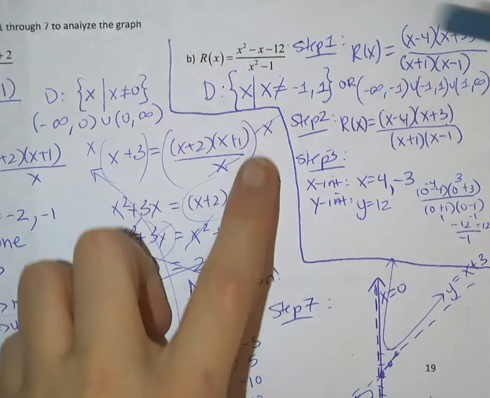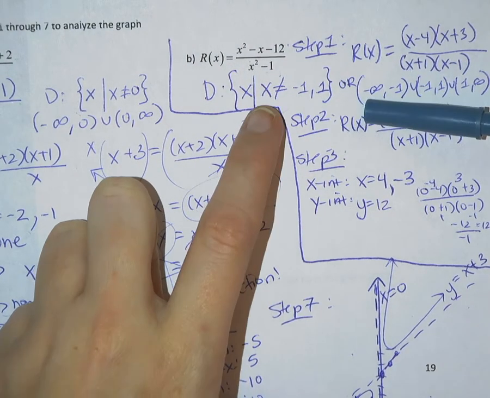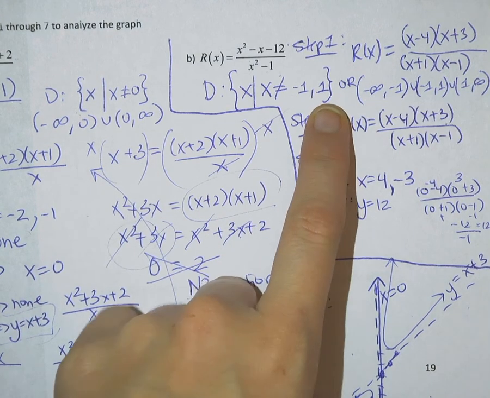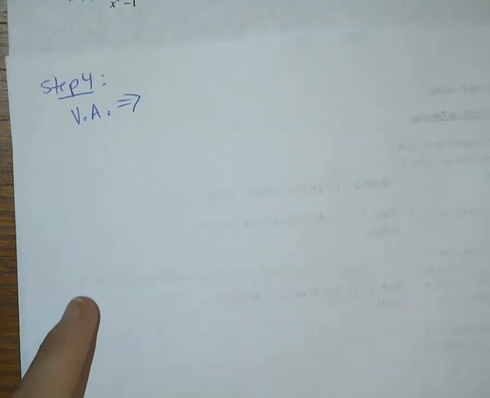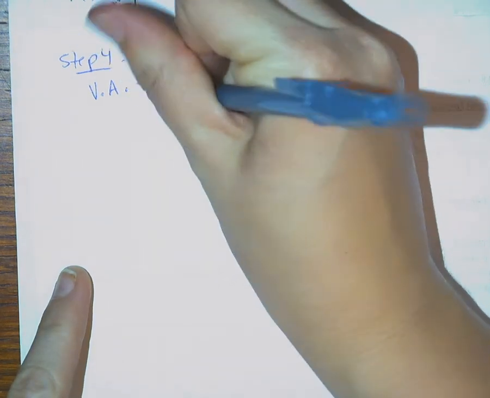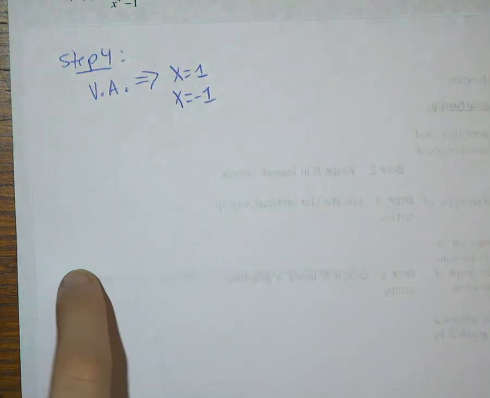I remember that my vertical asymptotes are where my domain gives me issues, where I cannot have my x values. So if we look back up here, when we find our domain, we saw that we could not have x equal to -1 or +1, so this gives me my vertical asymptotes. So I would say that I have a vertical asymptote at x equals 1 and at x equals -1.